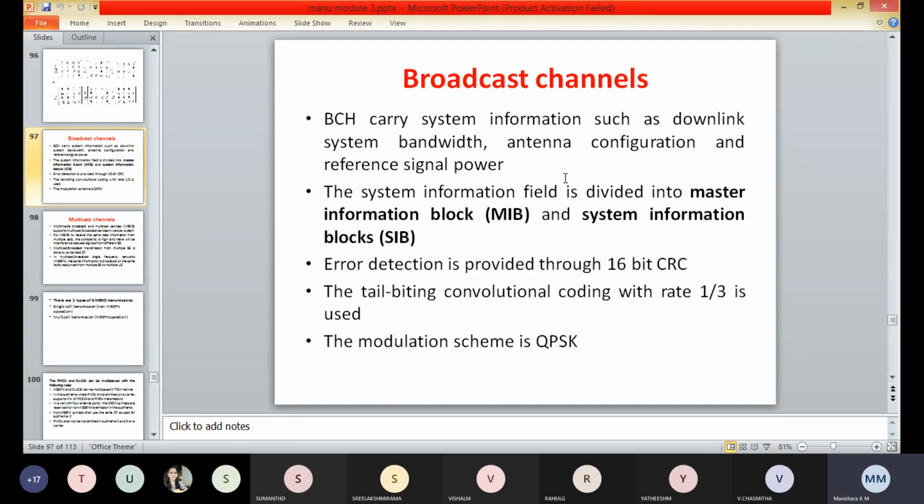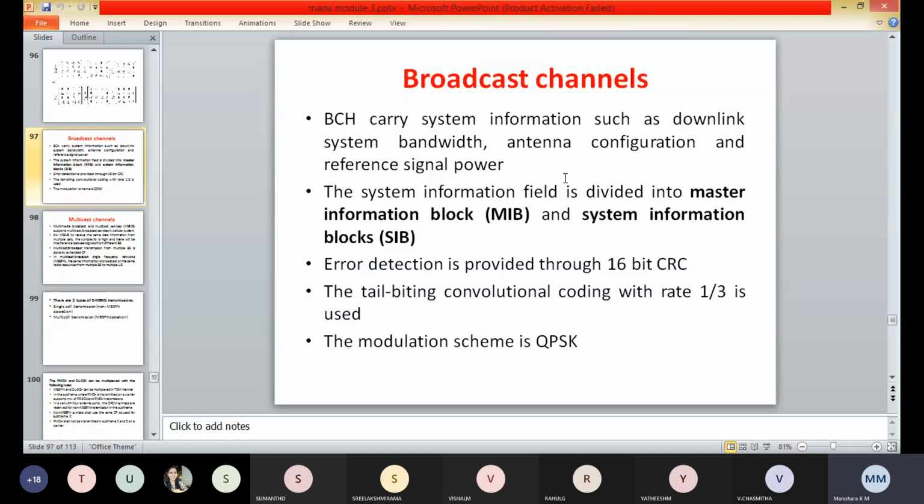So here the modulation scheme which is used is QPSK. So here the tail biting convolution coding with the rate 1/3 is used, and the coded bits are rate matched to 1920 bits for the normal CP, that is cyclic prefix, and to 1728 bits for the extended cyclic prefix.